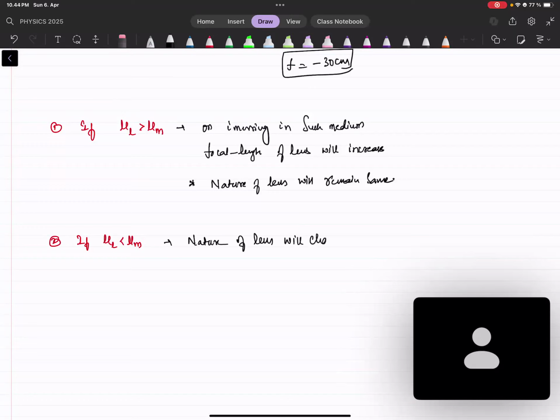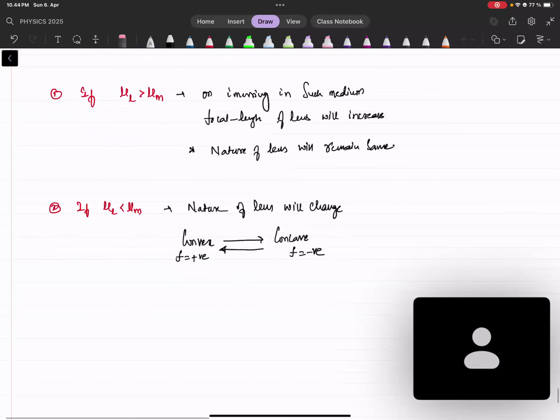Nature of lens will change. It is very important, beta. Like say, when you're immersing in a liquid, a convex lens will behave like a concave, and a concave lens will behave like a convex. So at that time the focal length of this one is negative, and for the convex lens the focal length will be positive. Are you getting my point?